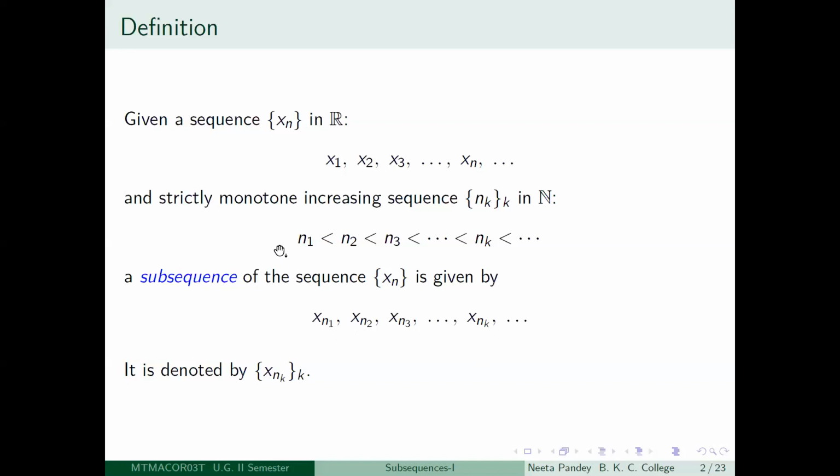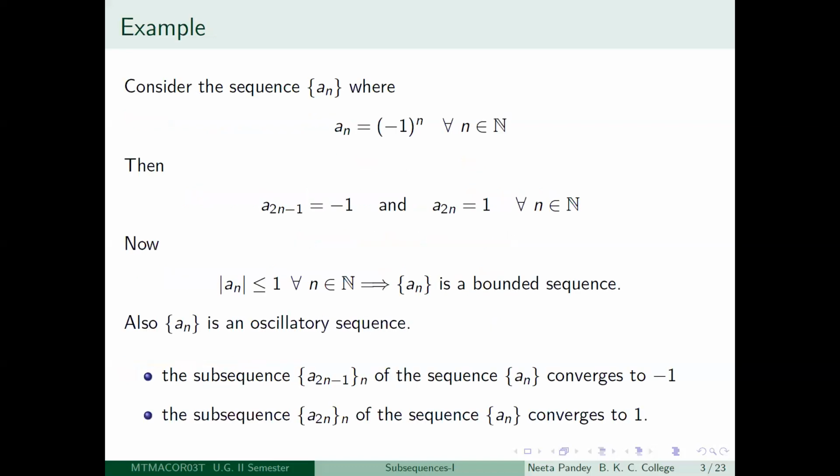So you're choosing the n1th term, n2th term, n3th term, and so on. So what we will do is we will write it as x_{n_k} and then write this subscript k here to denote this particular thing so that there is no confusion. Okay, so this is our definition, and definitions are always made clearer when we look at examples. So let us look at our first example.